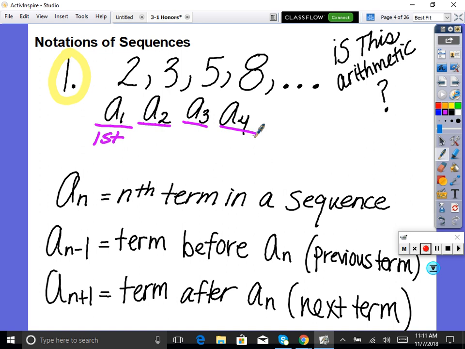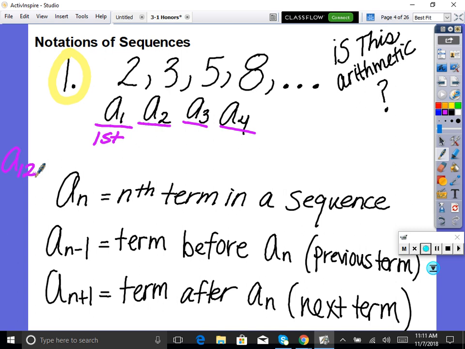Does everybody see? Those little sub signs, those little mini numbers, are just telling you what term you're at. So a sub n is the nth term in a sequence. Any term in a sequence. So if I said to you, find a sub 12, what term would I be asking you to find? The 12th term, right? Now notice, the 1 didn't have anything to do with this 2, did it? That just says the first term.